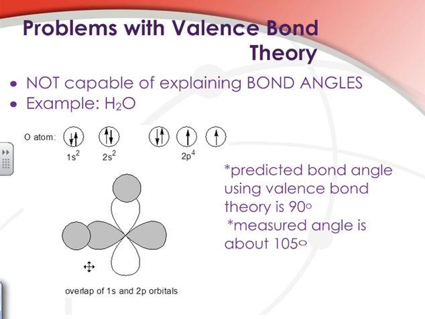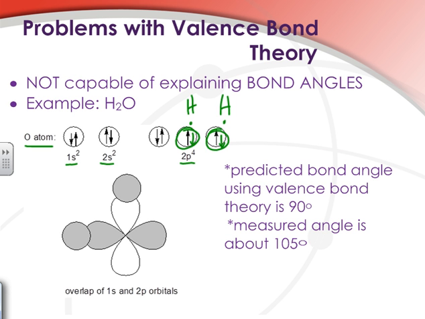There are some problems with this theory. The biggest one is that it is not capable of explaining bond angles. So let's look at the water molecule as our first example. If we look at the electron configuration for your oxygen atom, we have two electrons in the 1s, two electrons in the 2s, and four electrons in the 2p subshell. In that 2p subshell, we've got two orbitals that only have one electron in them, so each hydrogen with its one electron can bond in there and create your H2O molecule.